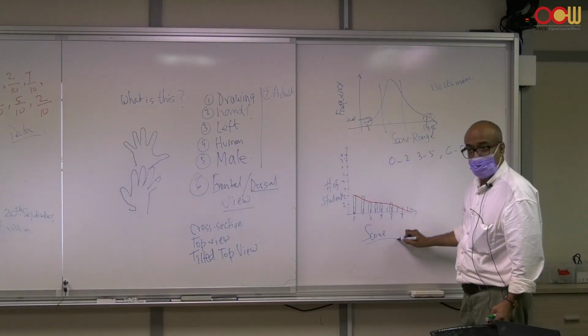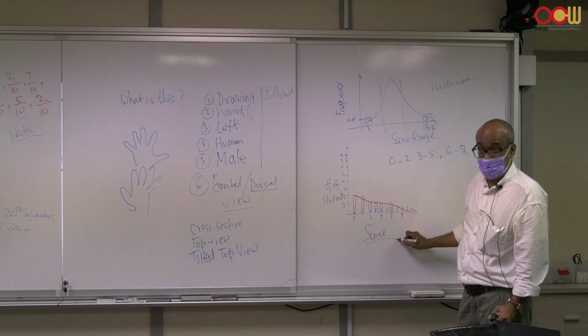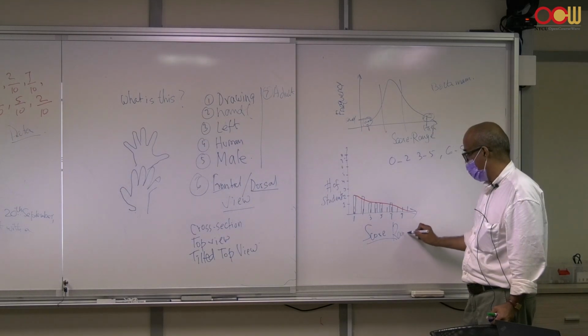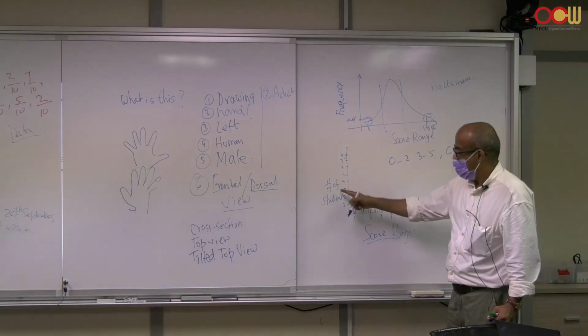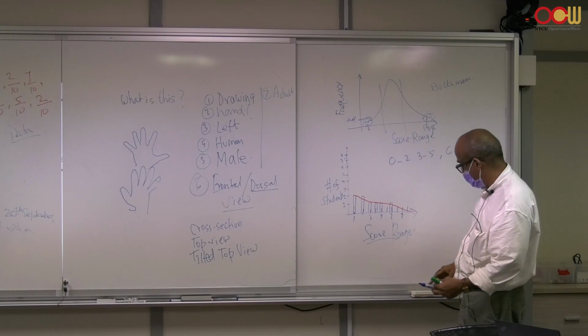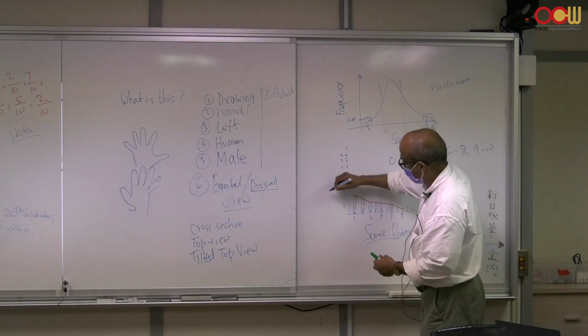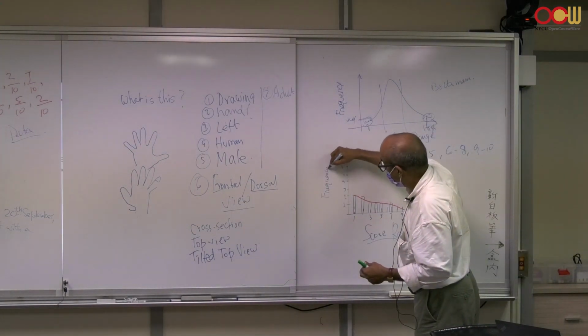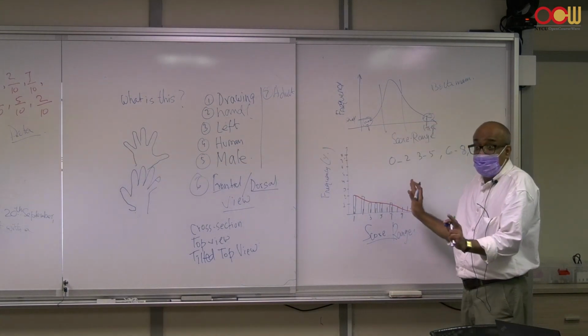So this is not really the score, it is the score range. If you change this with a score range, you will get better data. And instead of number of students, change it to frequency or percentage of students. Then you will get better data.